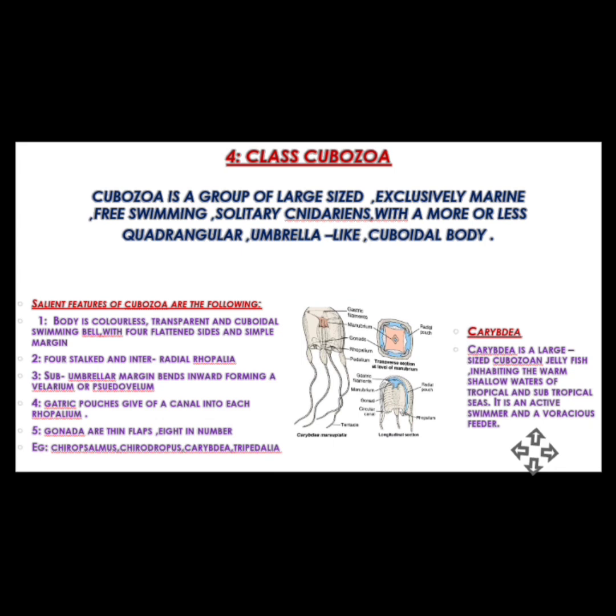Class 4, Cubozoa. Cubozoa is a group of large-sized, exclusively marine, free-swimming, solitary cnidarians with a more or less quadrangular, umbrella-like cuboidal body. Salient features of Cubozoa are the following: body is colorless, transparent and cuboidal, swimming bell with 4 flattened sides and simple margin, 4 perradial and interradial rhopalia. Subumbrellar margin bends inward forming a velarium or pseudovelum. Gastric pouches give off a canal into each rhopalium. Gonads are thin flaps, 8 in number. Example: Chiropsalmus, Chirodropus, Charybdea, Tripedalia.